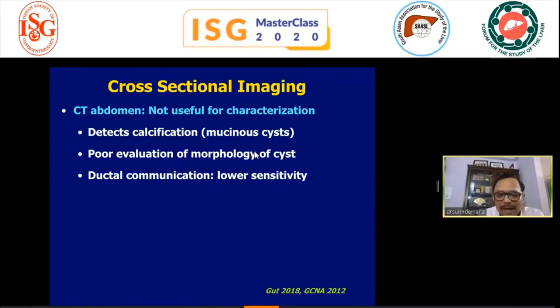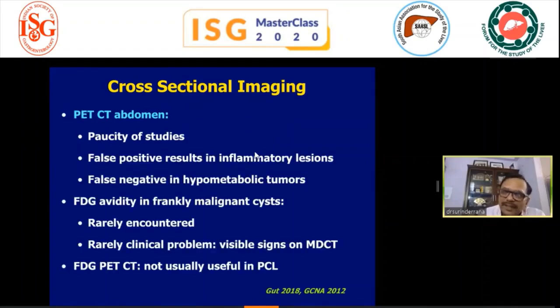Now, cross-sectional imaging. Unlike a solid SOL, CT abdomen has a very limited role in a cystic SOL. At most you can detect calcification, which can help you in diagnosing mucinous cyst, but CT is a very poor modality for evaluating the detailed morphology of the cyst. And you obviously cannot comment on the ductal communication, which is one of the important markers for differentiating IPMN from mucinous tumors.